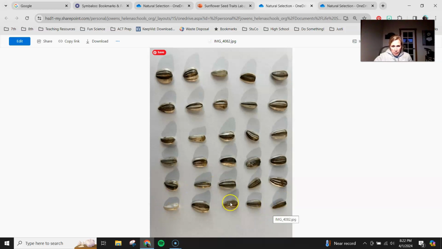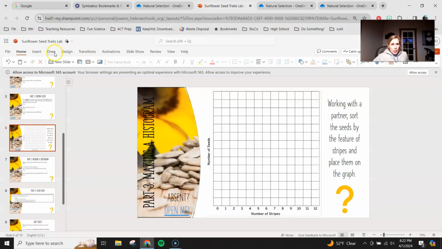So what you would do is count, all right, of these, how many of these have 0 stripes? And then you're going to graph your data there. So I'm going to go grab a highlighter.